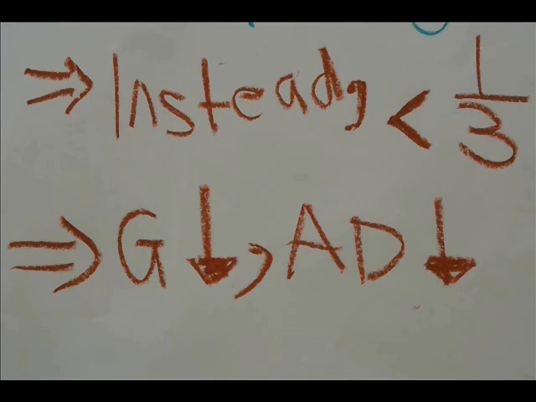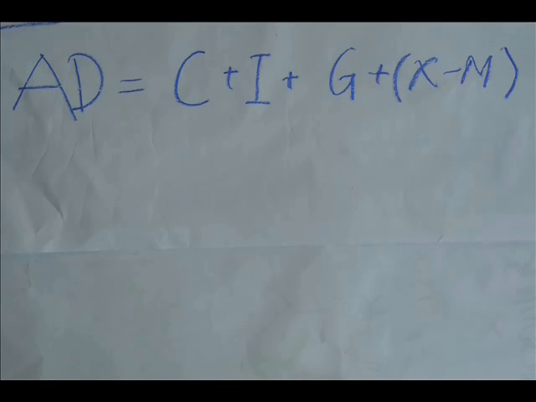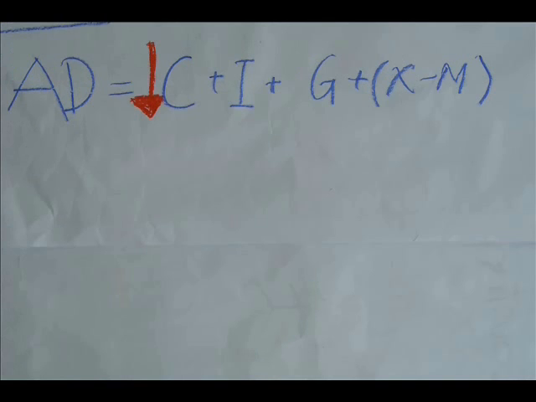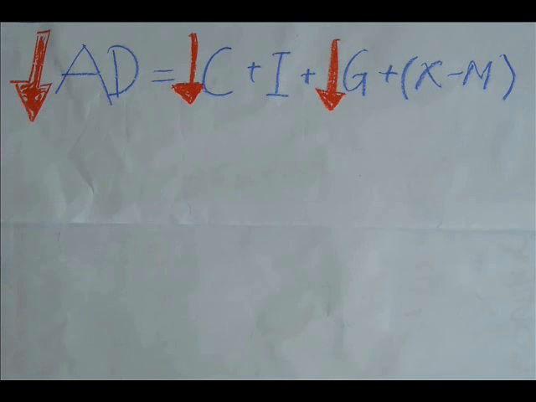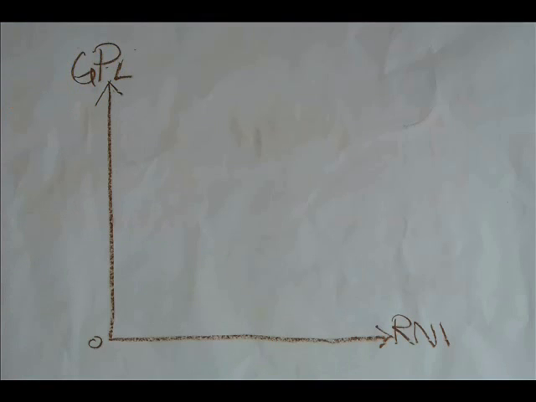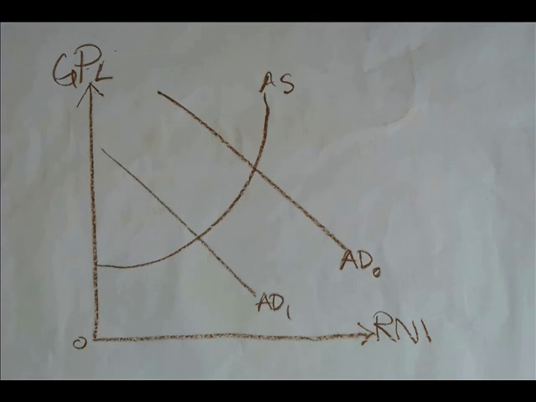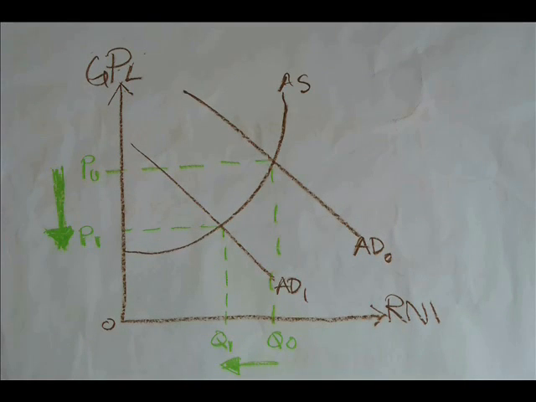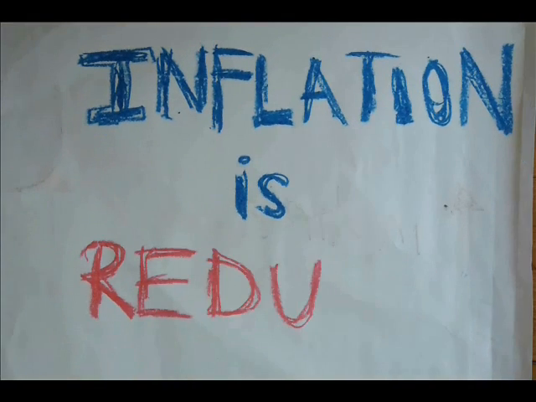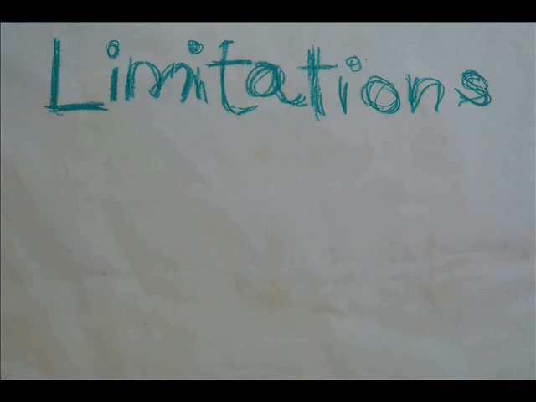G decreases, AD decreases. AD equals C plus I plus G plus X minus M. In general, as C decreases and G decreases, AD decreases. AD curve shifts from AD0 to AD1. GPL decreases from P0 to P1. Hence, inflation is reduced. However, contractionary fiscal policy has its limitations.